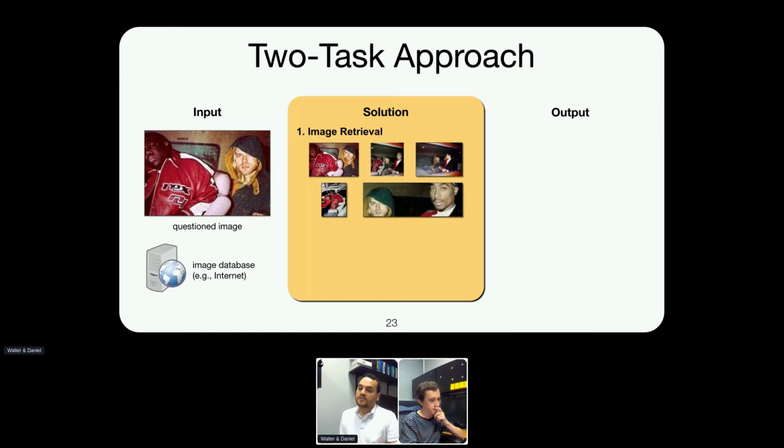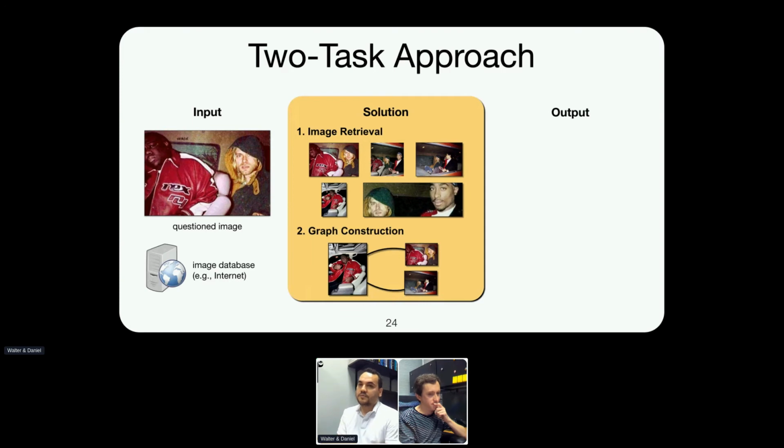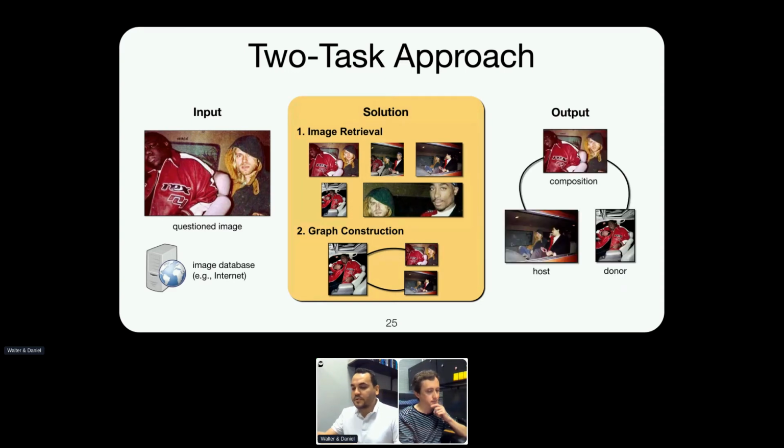The first one is image retrieval. It's similar, with a few modifications, to how Google image search works, or TinEye. So we want to get other images in the corpus that are related to the query. And then in the second step, we have the graph construction, where we want to connect the images in a way that tells the story of how one image gives origin to the other. And as output, we have the provenance graph with the explanations. So let's dive into the details of the two pieces of the solution, the baseline implementation, how we do it.